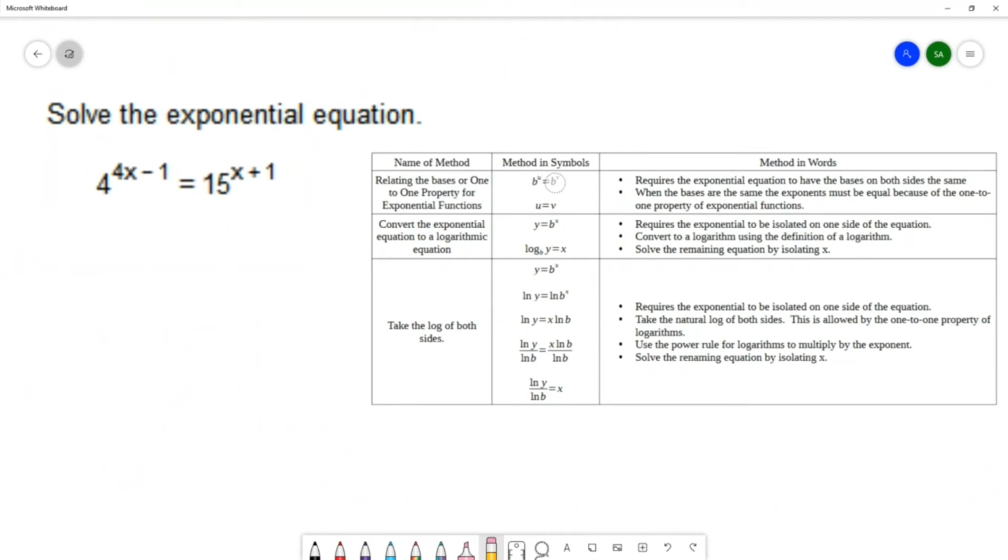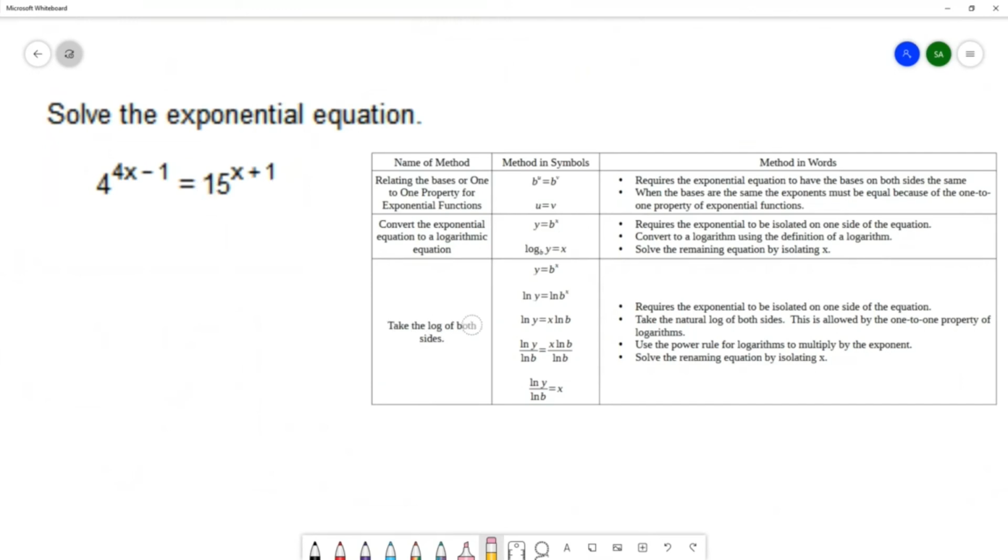And then we have another strategy which we convert to a logarithmic equation. Exponents and logarithms are inverses of each other, and we can write equivalent equations in either form. So if we have an exponential equation, y equals b to the x, we can write that as a log equation, and it's still a true statement, log base b of y equals x. So this is an option for us in solving this equation.